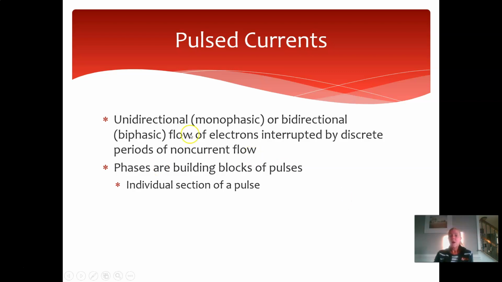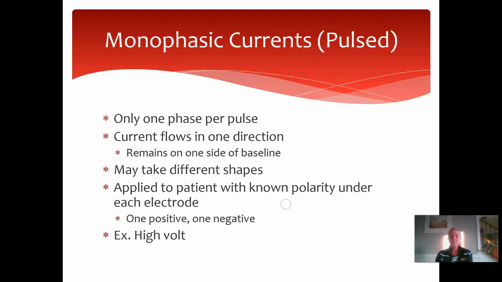And so monophasic or unidirectional means that they're going to stay all on one side of the baseline. Bidirectional or biphasic means they're going to alternate between both sides of the baseline. They'll be positive and they'll be negative in each one of the pulses. Highlight this. Phases are building blocks of pulses. They are individual sections of a pulse. And again, this is one that I'm going to go over with you guys when we get into lab and show you some examples of what this would look like on different types of graphs.